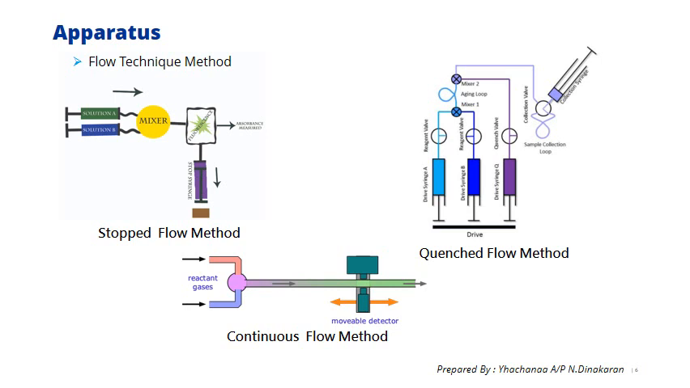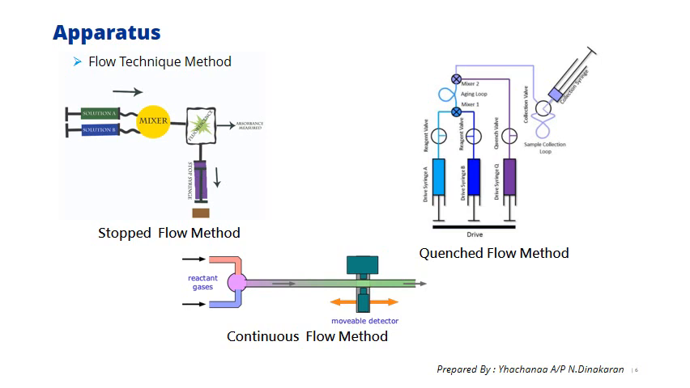The second method available in flow techniques is the continuous flow method. The apparatus will also be prepared as shown in the figure in the slide, and the apparatus needed are a long tube, two reactant gases, a movable detector, and a spectrometer where the result will be obtained. If needed, we can add an indicator to adjust the ratio of the reactant.